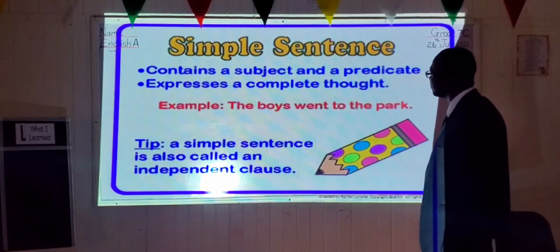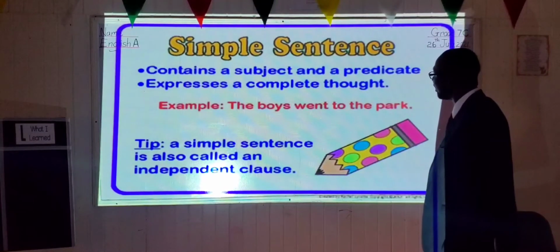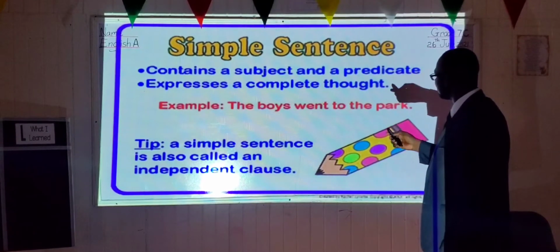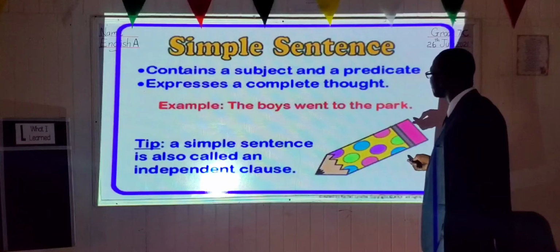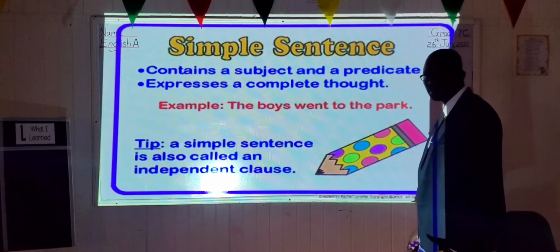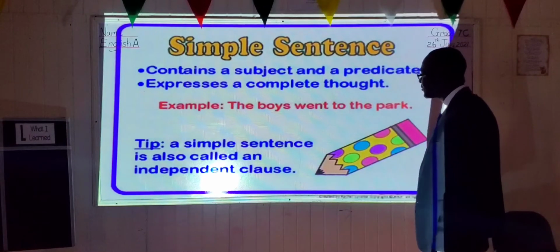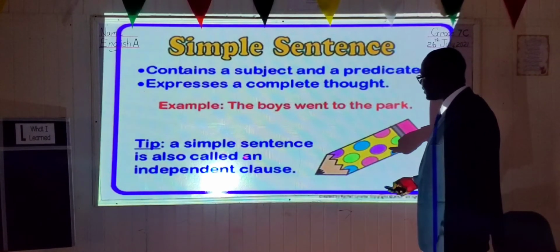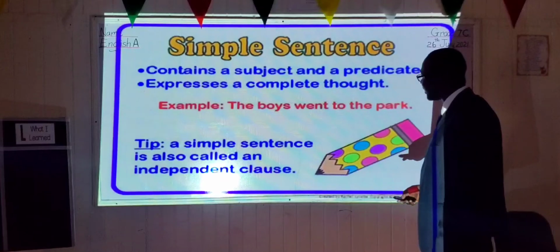For example, the boys went to the park. If you notice, this sentence here contains a subject, boys, and it also contains a predicate, went to the park. And when you read it together, the boys went to the park, it expresses a complete thought, or it makes sense. A simple sentence is also called an independent clause.